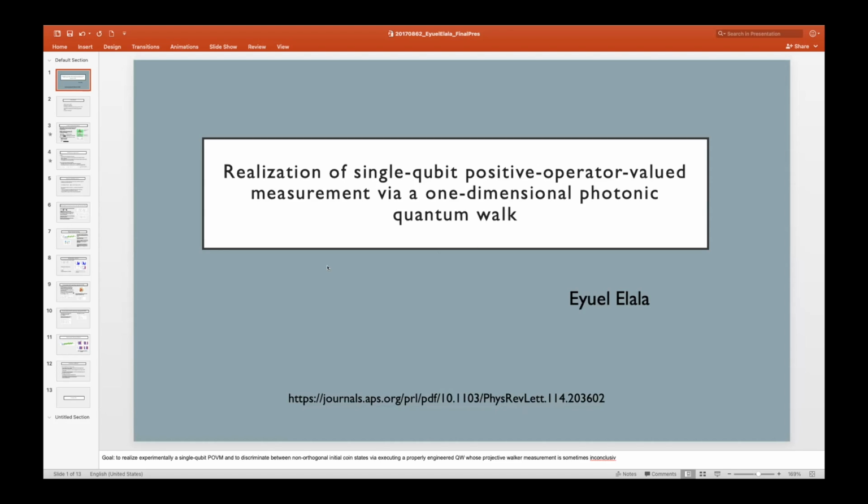it, experimentally realized in a photonic architecture, and they used it for non-orthogonal state identification, like the state discrimination of non-orthogonal quantum states using quantum walk.